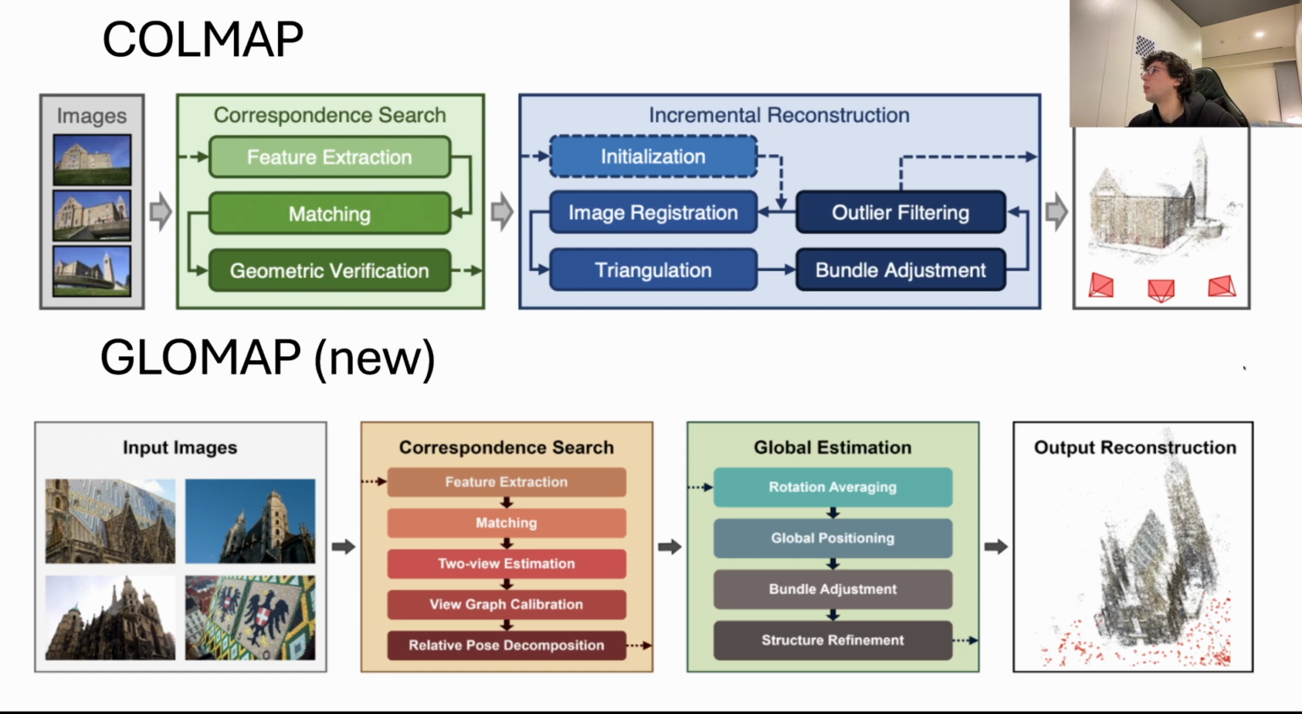Yeah, so the output is the reconstruction as we saw before, and what the new paper GLOMAP says is, okay, we don't want to do this incremental reconstruction. We will globally estimate the positions and the 3D points, but they will have the same output. And we will focus exactly on this part today to see what's new there.